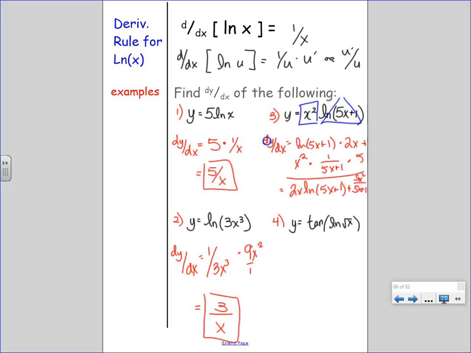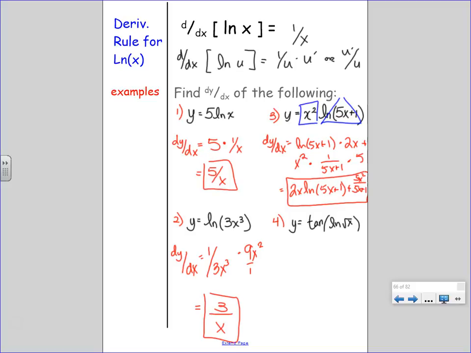Now, if they were in a really mean mood, they could get common denominators. But we're not going to. They could put it over 1, and they could multiply top and bottom by 5x plus 1. But that's just if you can't make it match and you're sure you've done it all right.